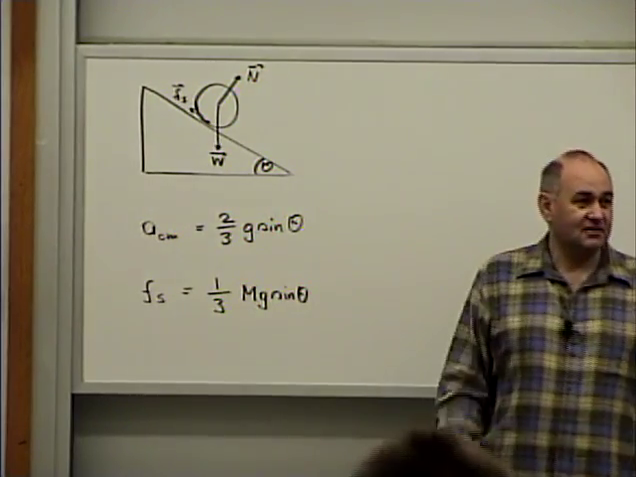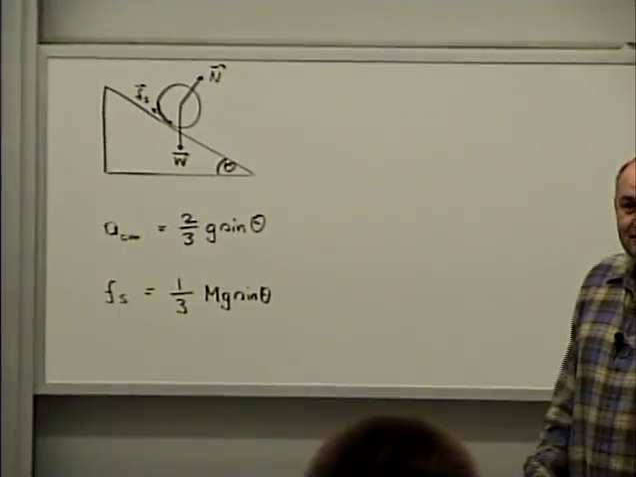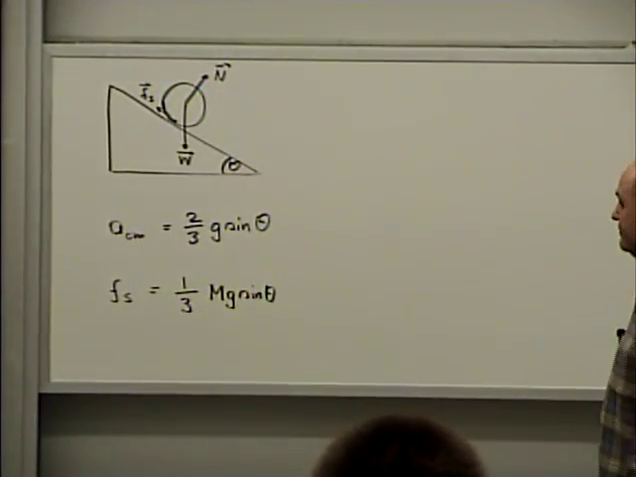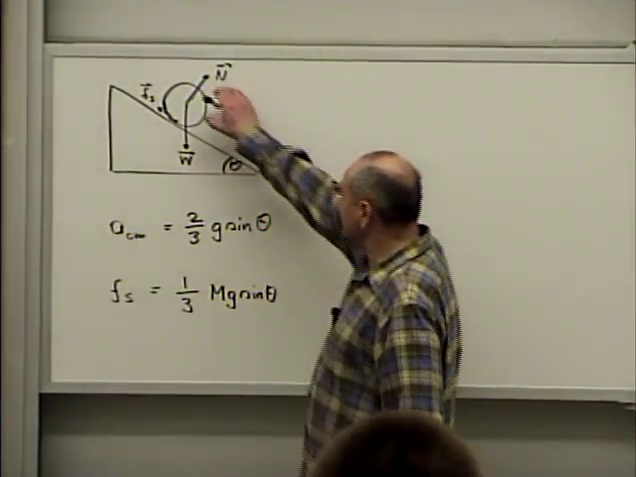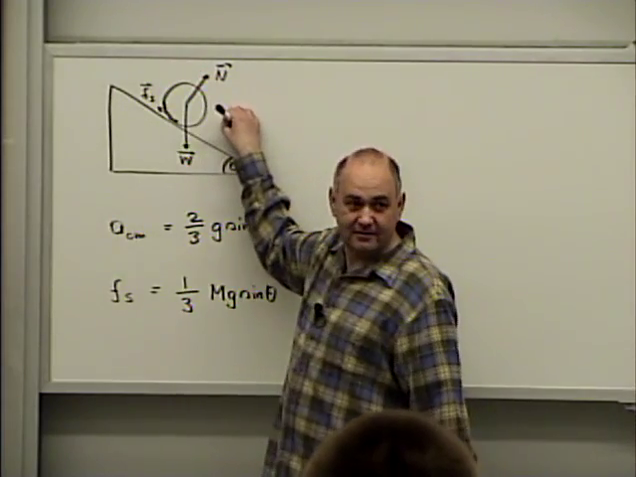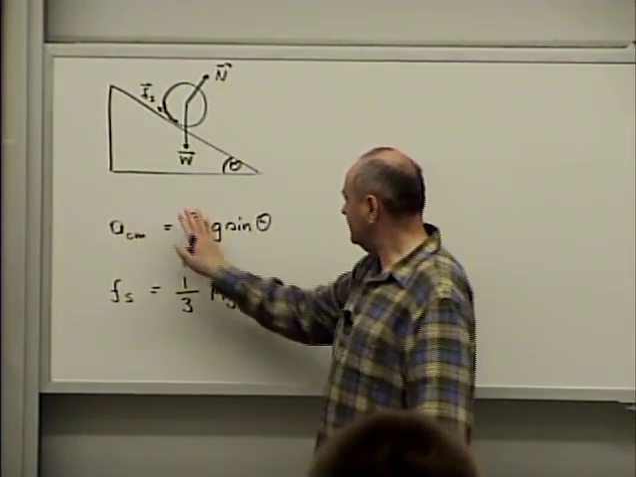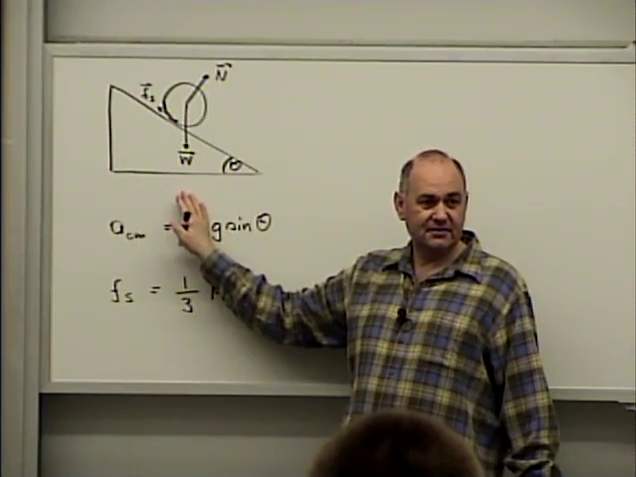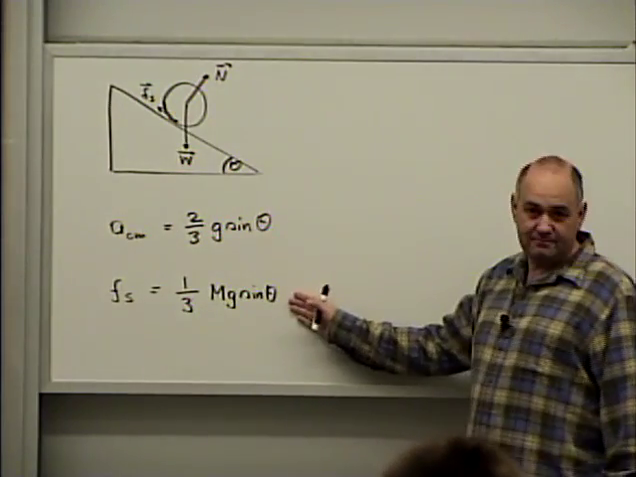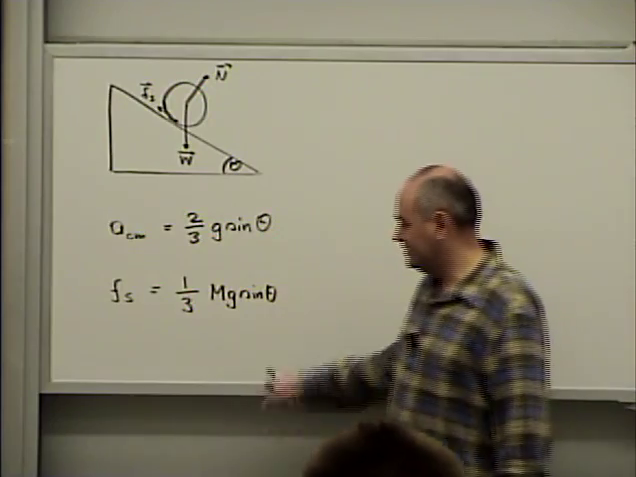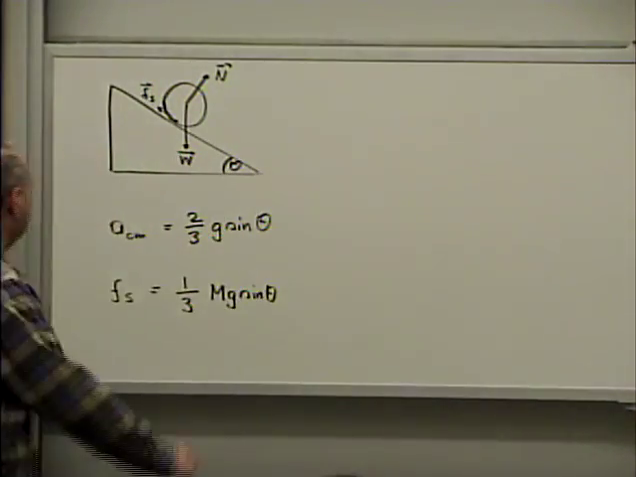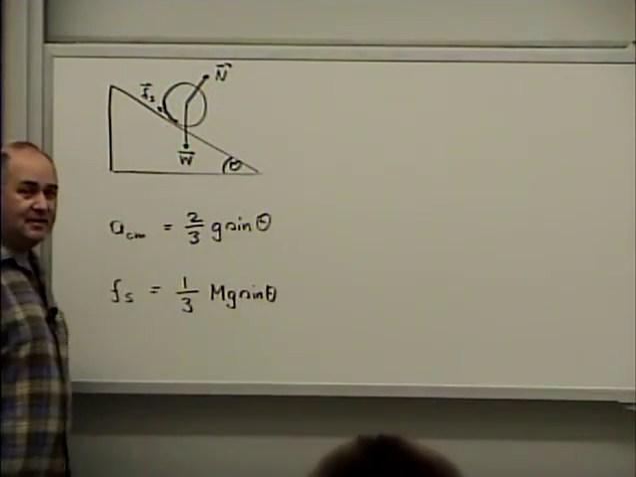Which means that it is less than if it were sliding. If we have a frictionless sliding block, we don't have this coefficient over here. Also, we were able to determine what kind of frictional force is exerted by the ramp.